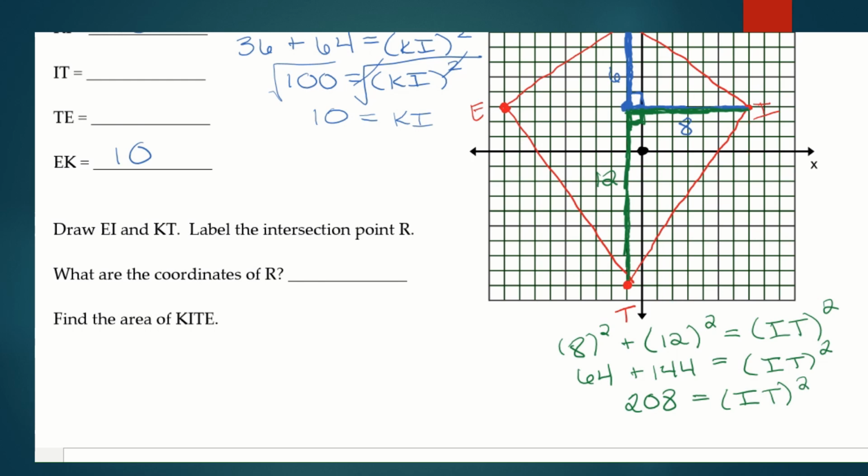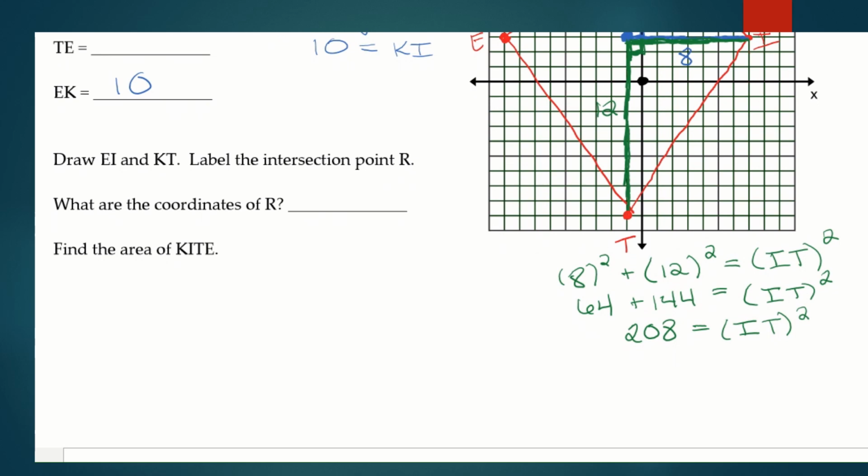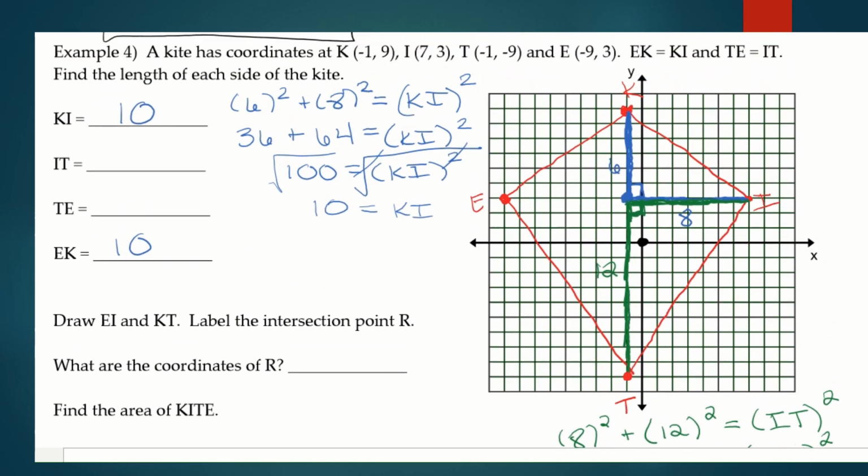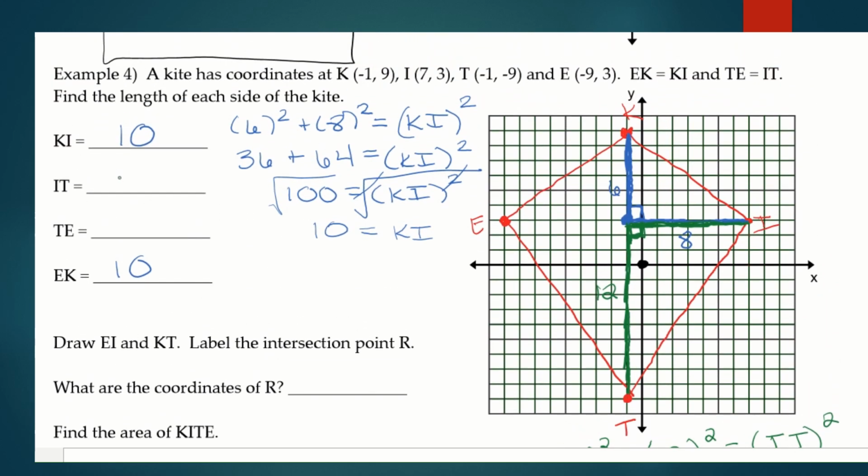So when I go to my calculator and square root 208, second x squared, 208, I'm once again going to round to the nearest tenth just to make our life a little easier. So the square root of 208 rounded to the nearest tenth gives us approximately 14.4. So let's use 14.4 as the length of IT as well as TE.